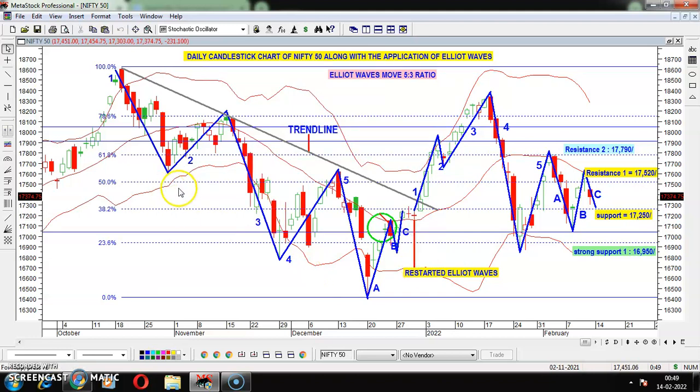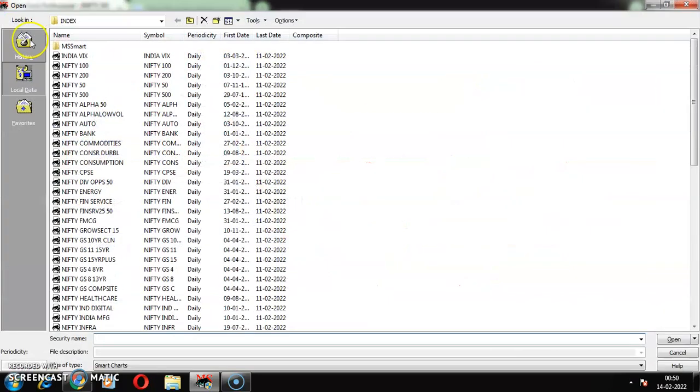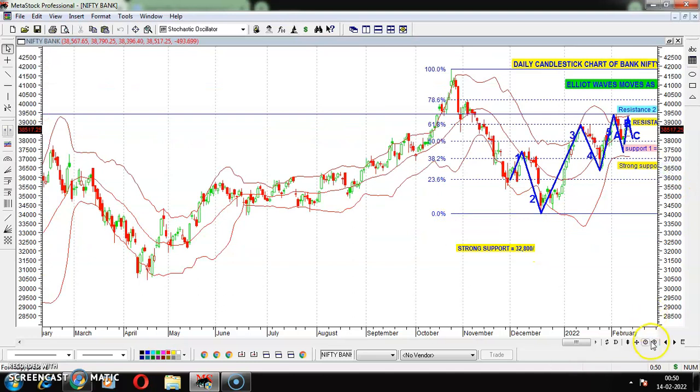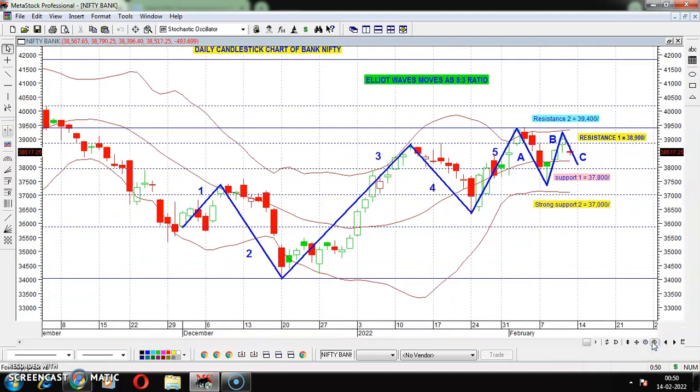Now let me illustrate the Bank Nifty. So let me straight away go to the Bank Nifty chart. This is the Bank Nifty chart. You see, this is the Bank Nifty chart. Here also I have already plotted the Elliott waves. I just explained to you how the Elliott waves work while explaining the Nifty.